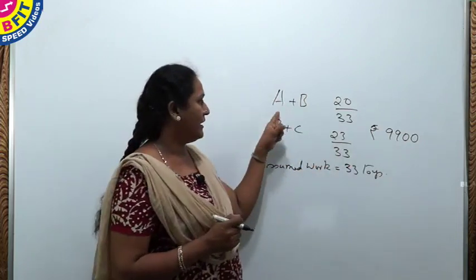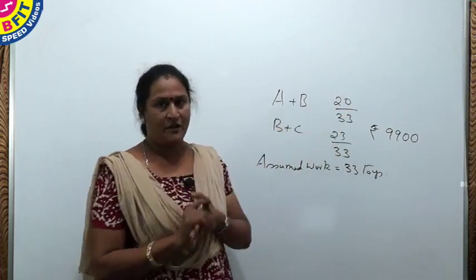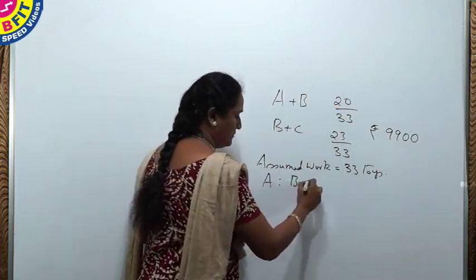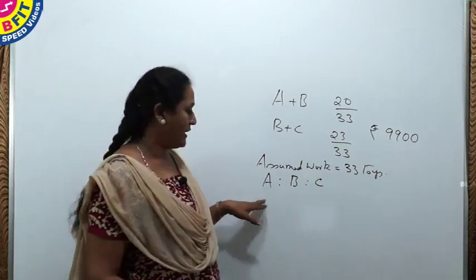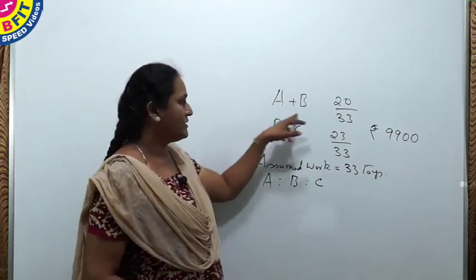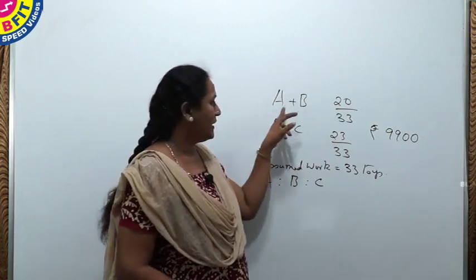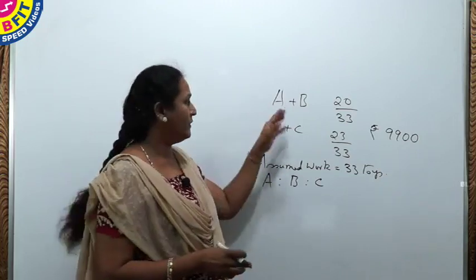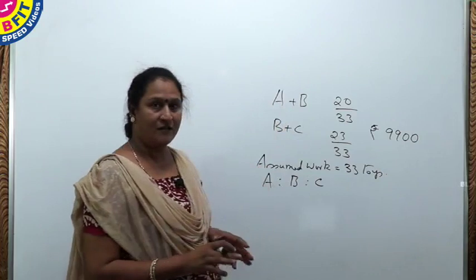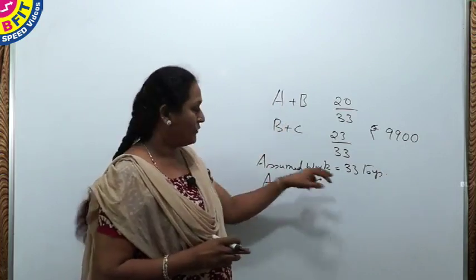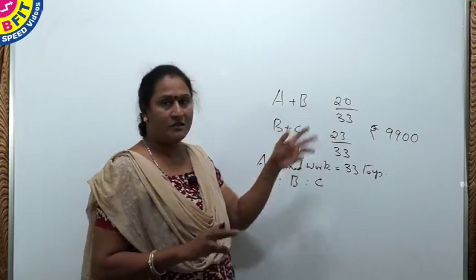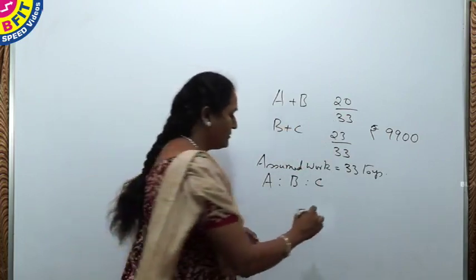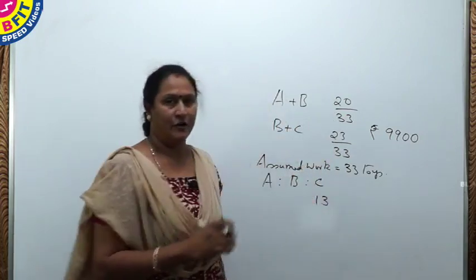It is given that A and B have completed 20 by 33 of the work. To get the ratio of work done by A, B and C, this detail gives that out of 33 toys, A and B have done 20 toys. But it is not clear how many toys A did and how many B did. But we are sure that the remaining toys are done by C. So out of 33, 20 toys are done by A and B, and the remaining is 33 minus 20, 13 toys. So C has done 13 toys.